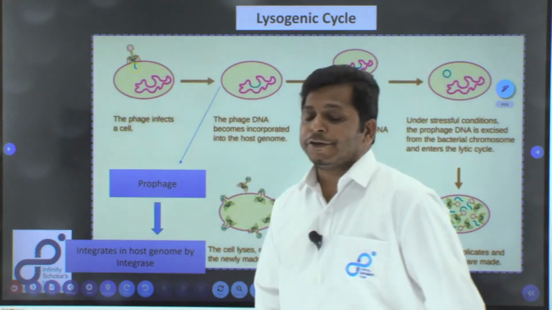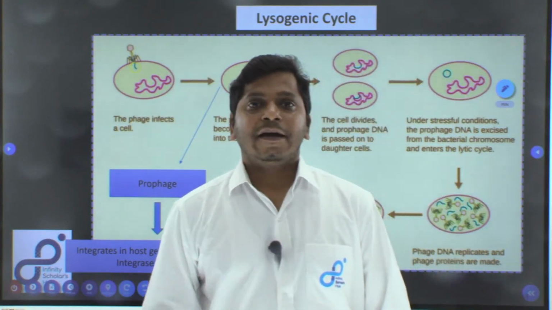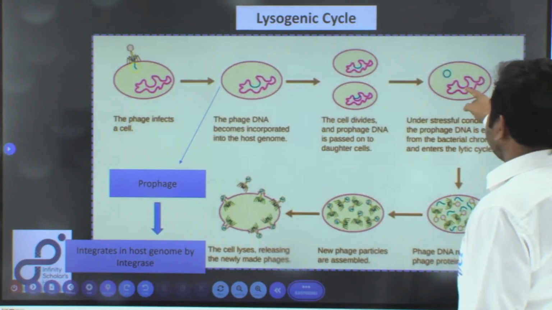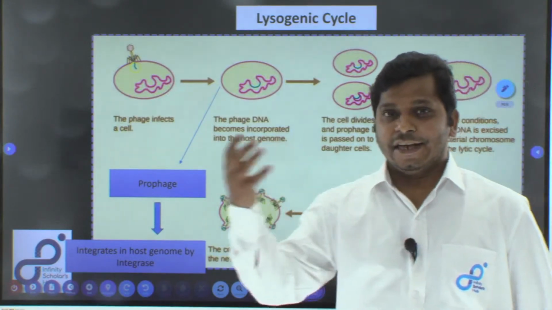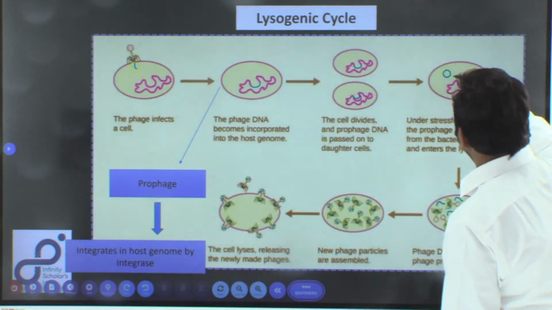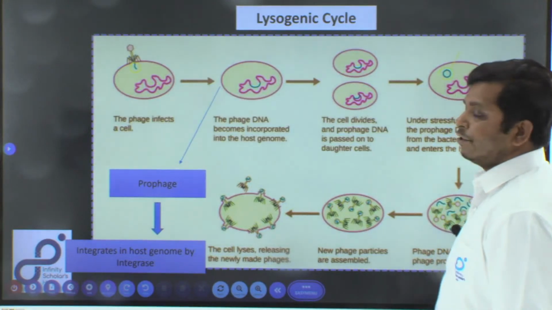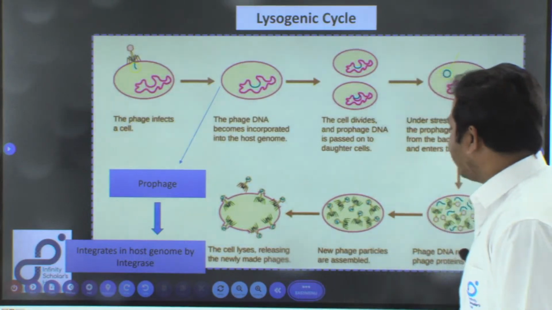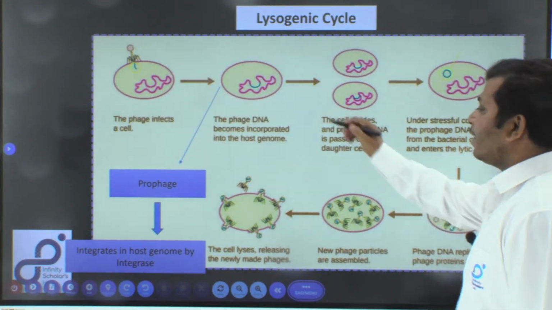But when an unfavorable condition comes in, the DNA of the bacteriophage recognizes that I am in danger, I am in stress. So what it does, it gets excised. Excised means it gets removed, as you can see here. Now it is removed from the bacterial DNA, and as soon as it gets removed, it will start the lytic cycle.